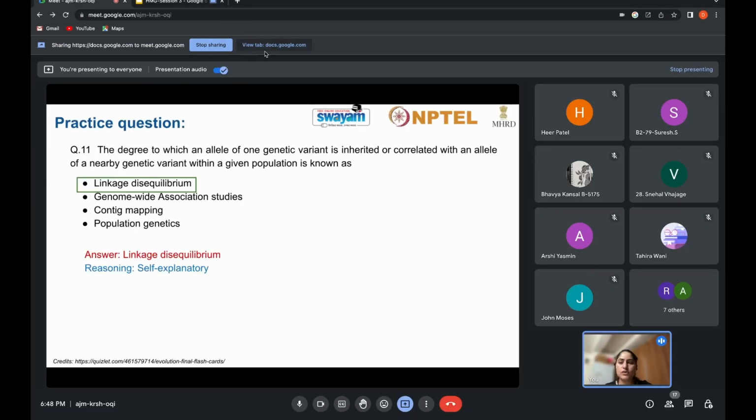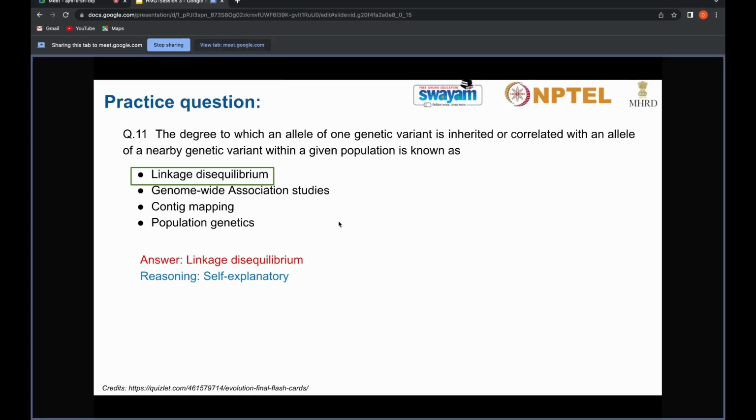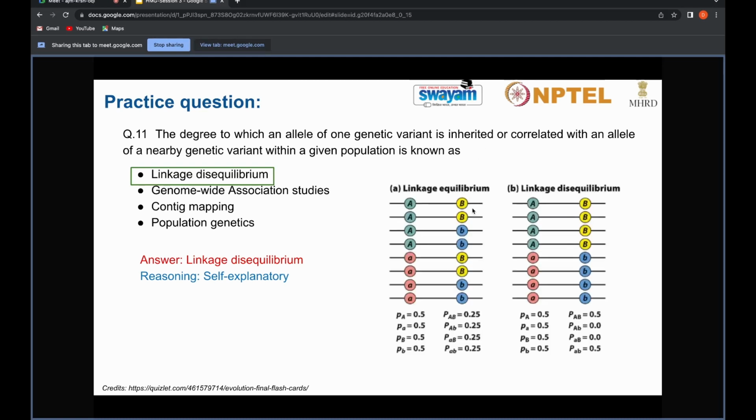So I hope you all know about this. What does linkage disequilibrium mean, and what is linkage equilibrium? Let's see. In this, I've given you two examples, one is linkage equilibrium and one is linkage disequilibrium. Whenever two genes are present, in certain cases these two genes are linked and they are inherited in a similar way in the offspring as well.